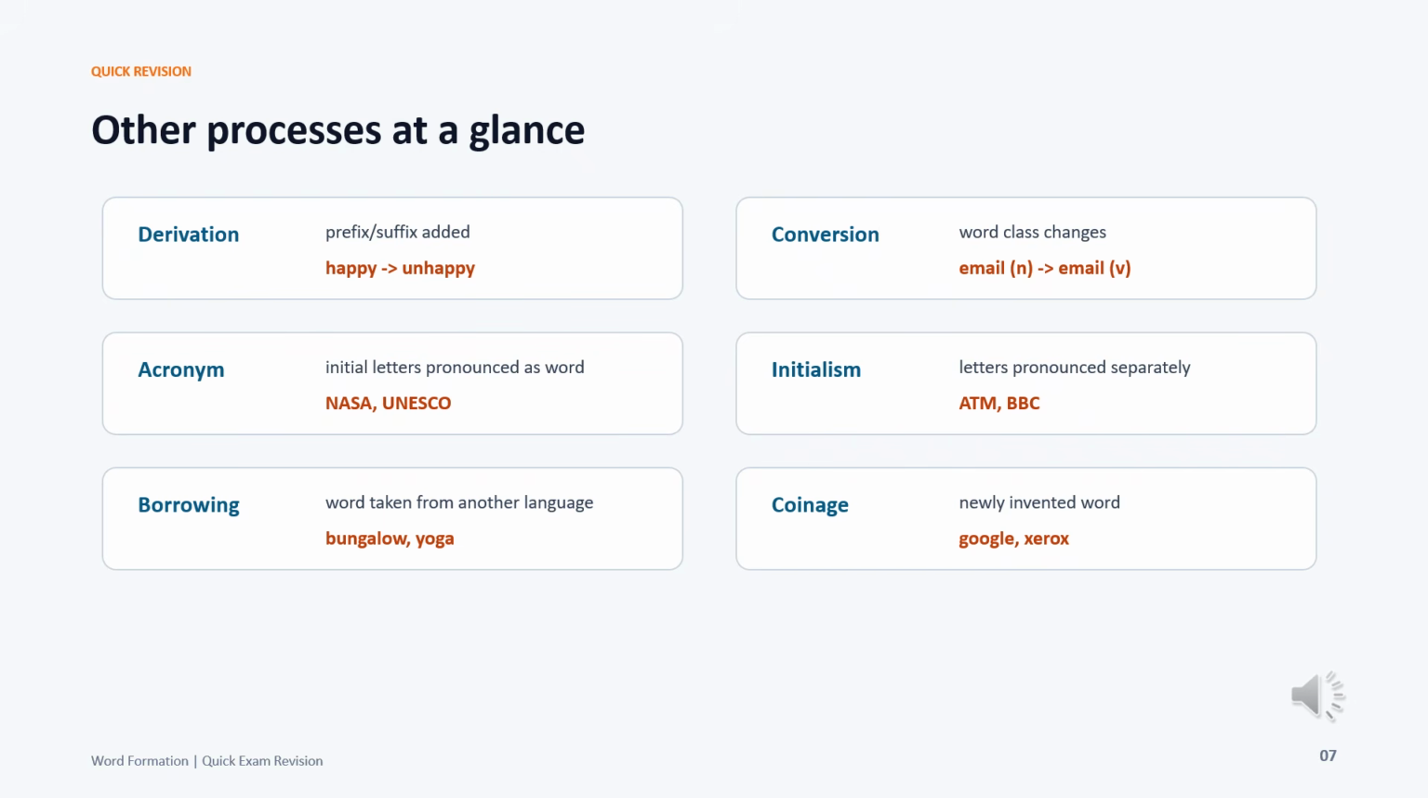There is also borrowing. Borrowing means when you take words from another language; there are many words of different origins. We have coinage. Coinage means creating a new word, often after new inventions, and often from brand names also. So these few processes must also be kept in mind in case you get short questions from them.